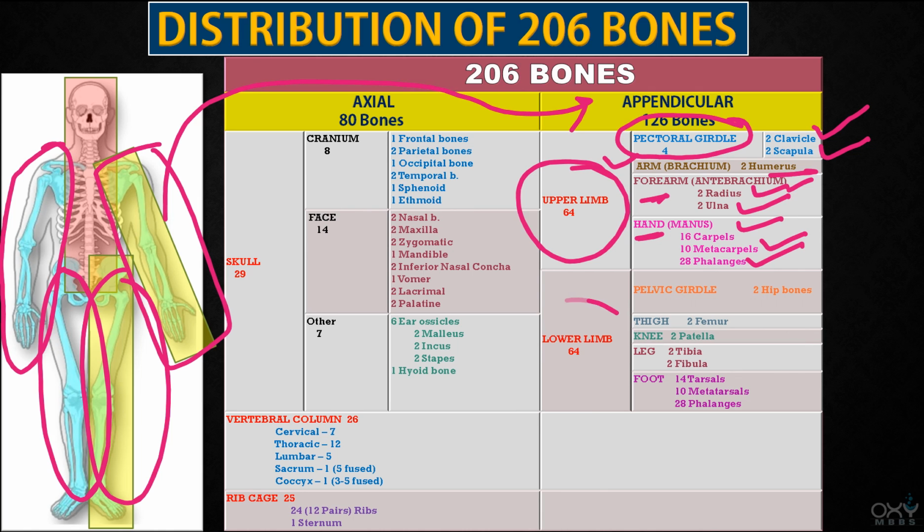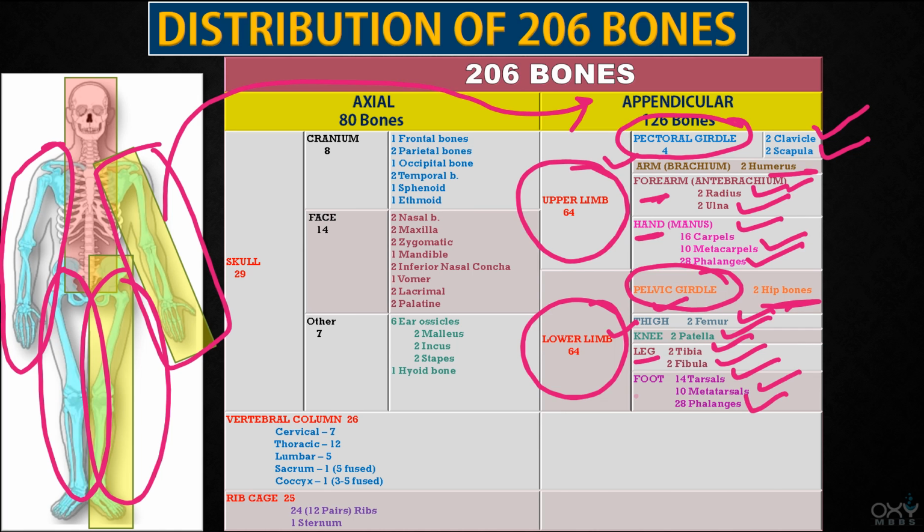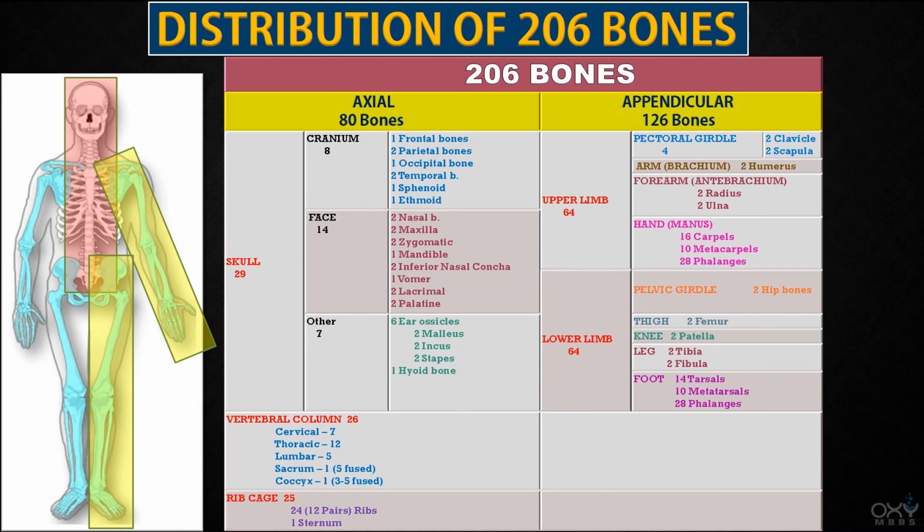And the lower limb includes 2 hip bones in the pelvic girdle and 2 femur bones in the thigh region, 2 patella bones in the knee region, 2 tibia and 2 fibula in the leg region, and 14 tarsals, 10 metatarsals and 28 phalanges in the foot region. Now friends, remember one thing, in the hand region there are 16 carpals, while in the foot region there are only 14 tarsals. So friends, this is a very important point.